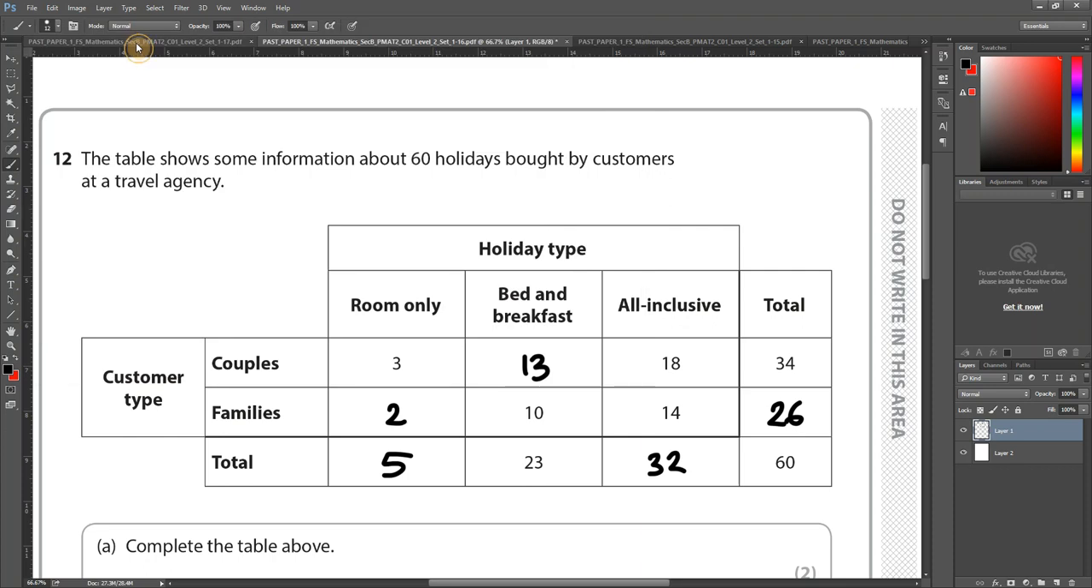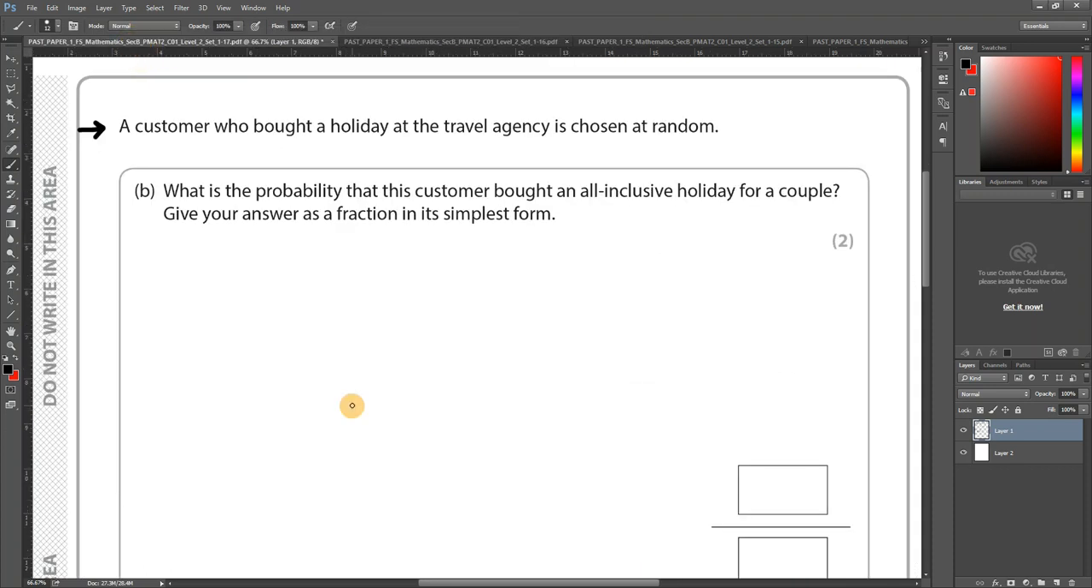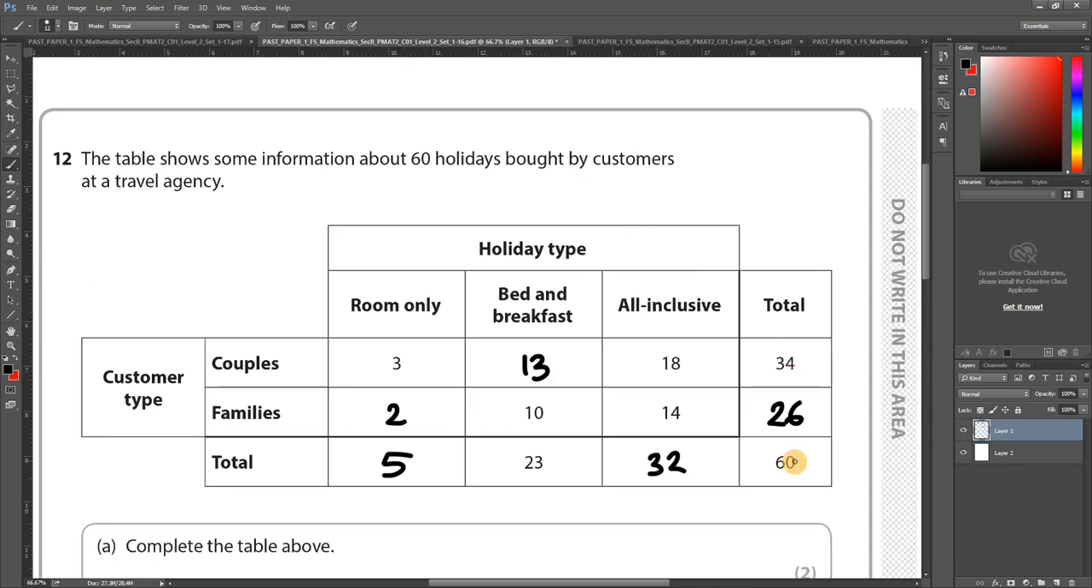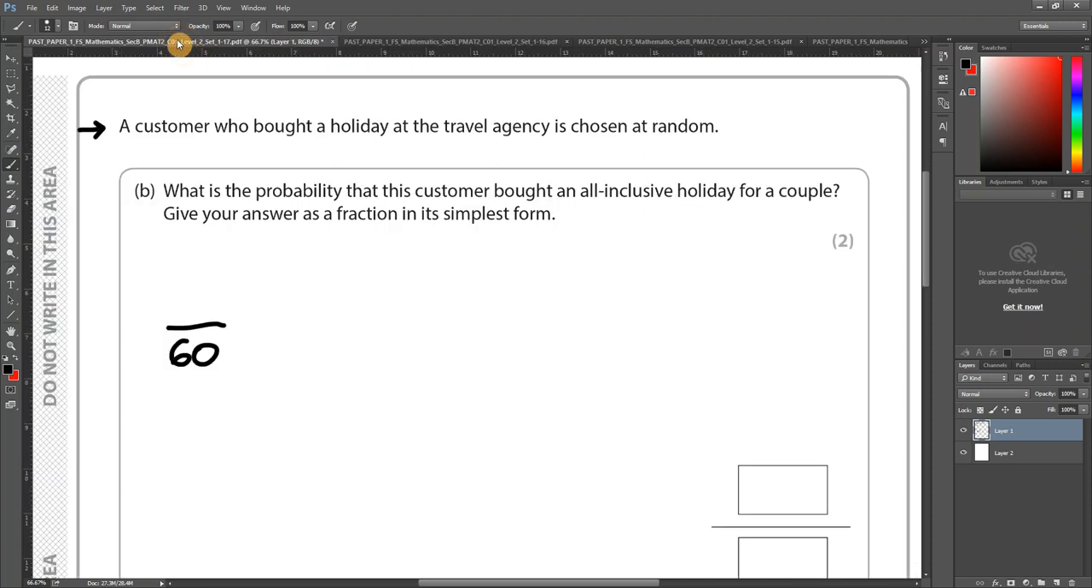That's the first step. So I'm going to write here's my fraction. Definitely out of 60. That's the first bit. What is the probability that this customer bought an all-inclusive holiday for a couple? So out of the 60 people, couples who bought all-inclusive holiday with these guys. Yep, so can you see couples, all inclusive, that they both meet here. So it's 18 all inclusive couples. So it's 18 out of 60.